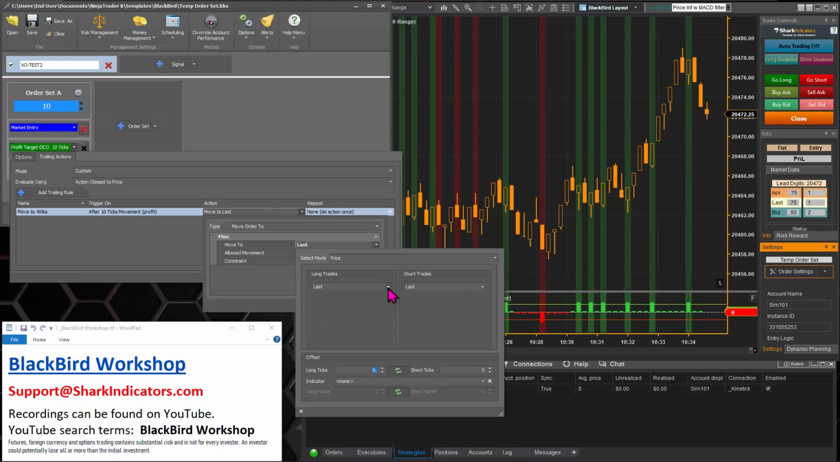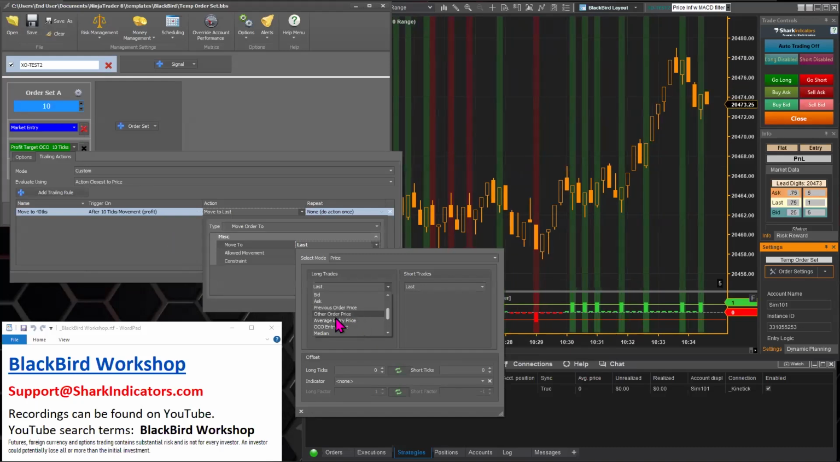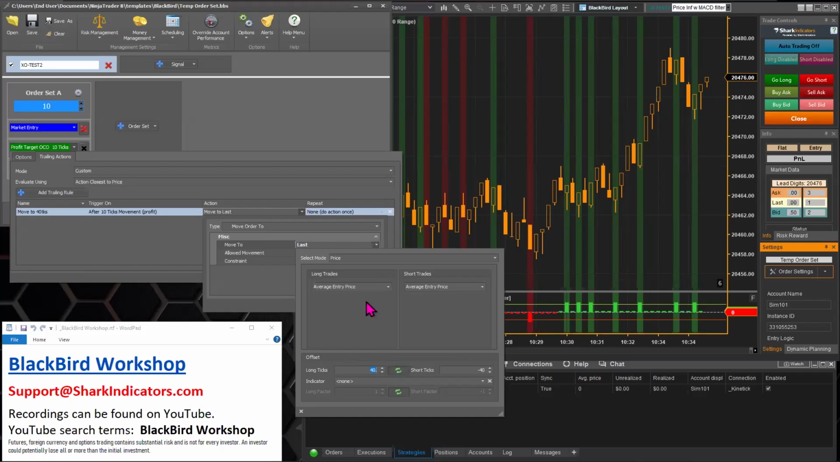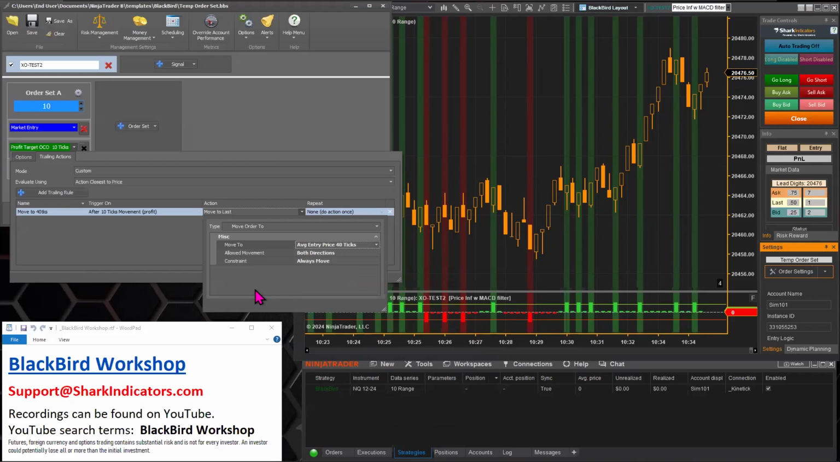We're not going to move it to the last price. Since we're trading 10 contracts here, we might get a split fill, so let's use the average entry price just for good measure. And then we'll put in 40 ticks, just like so. So take the average entry price and then add a 40 tick offset to that. And there we have it.